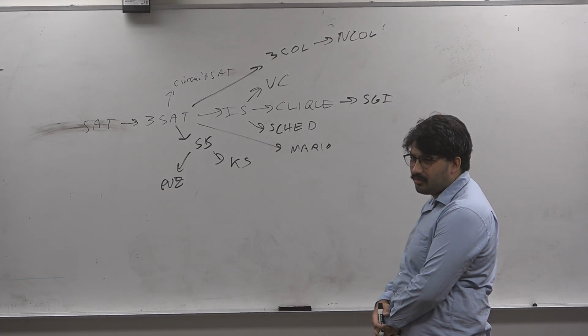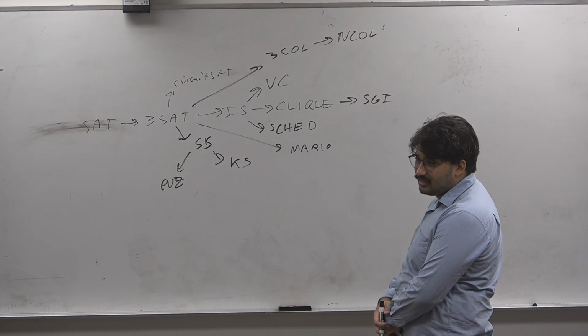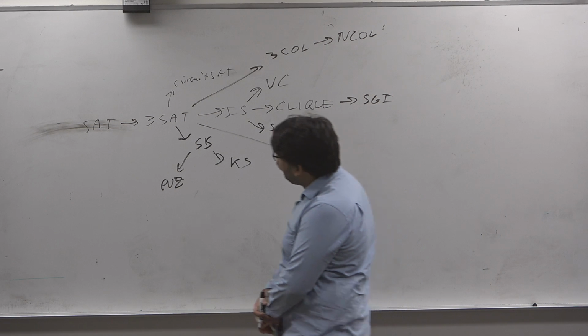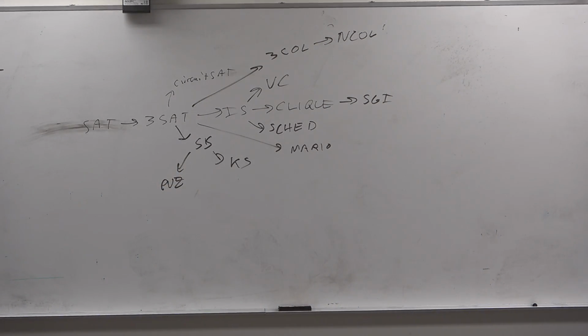Anyone remember any other NP complete problems? Okay. Essentially, everything kind of follows from 3-SAT. And the way you do this web of reductions is you go from SAT to everything.